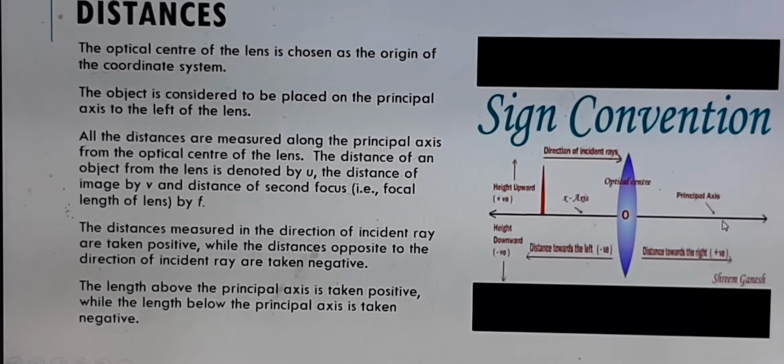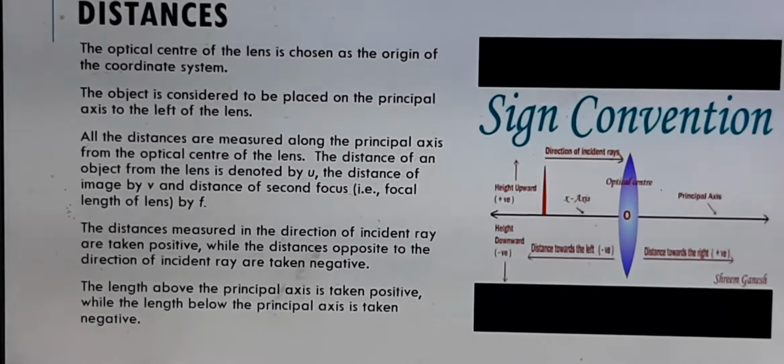Now the distance of an object from the lens is denoted by U. So U is used to represent the object distance, and the distance of the image by V. So we are using the letter V to represent what? The image distance. Is it clear? Now the distance of the second focus, that is the focal length of the lens, we represent by F. So these are the three things that we have to take: U, V and F. U is the object distance, V is the distance of the image from the lens and F is the focal length of the lens.